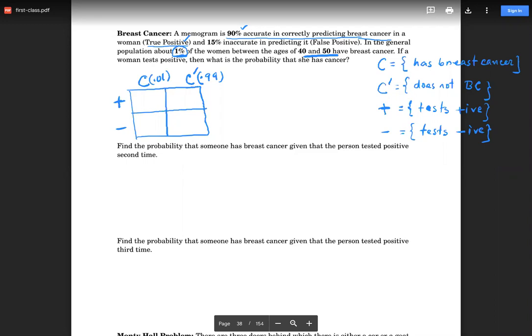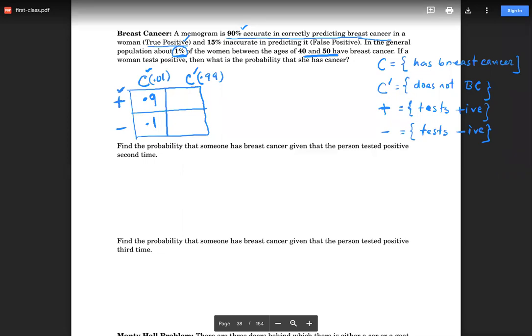What it means is this: the person has breast cancer and tests positive. That's gonna be 90%. That's a true positive. On the other hand, the person has breast cancer, but it doesn't test positive. That means it's negative, it's a false negative. It's gonna be the complement of 90%. You can either test positive or negative. There is nothing in between for the sake of argument. There are no inconclusive answers.